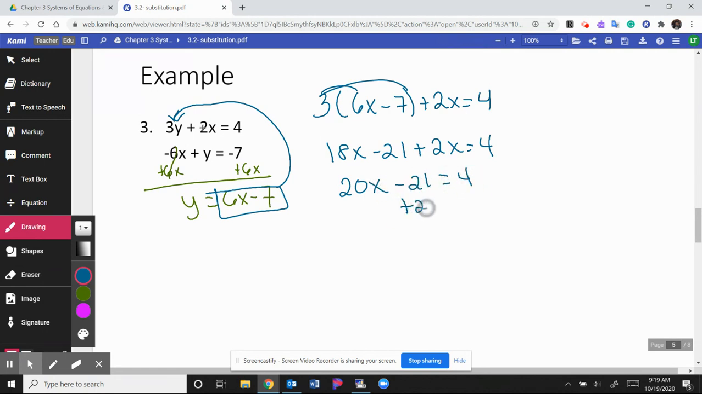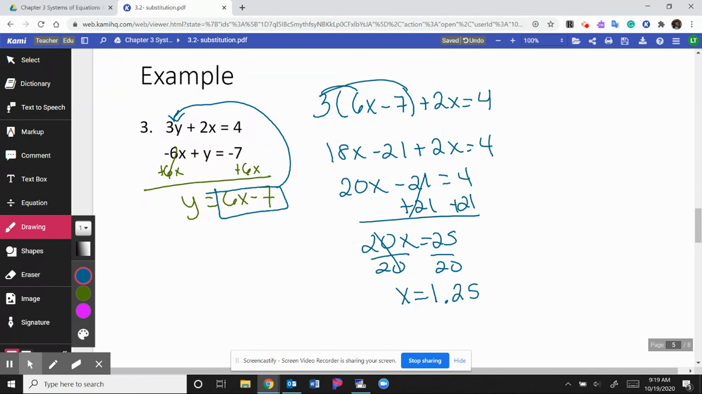Okay, add 1, and divide by your 20, and you should get x equaling 1.25. All right, now again, we are not done yet. Taking this x equals 1.25, I need to substitute it into either one of my other equations here. It doesn't really matter which one.